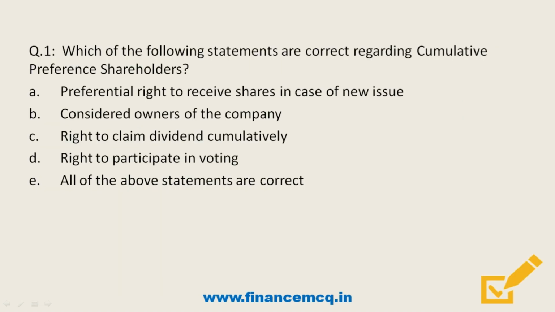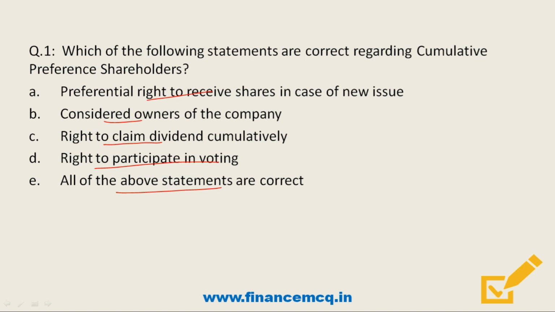So friends, the first question is, which of the following statements are correct regarding cumulative preference shareholders? The first option is preferential rights to receive shares in case of new issue. Second option is they are considered owners of the company. Option C is right to claim dividend cumulatively. Option D is right to participate in voting. And option E is that all of the above statements are correct. So friends, what is the correct answer?